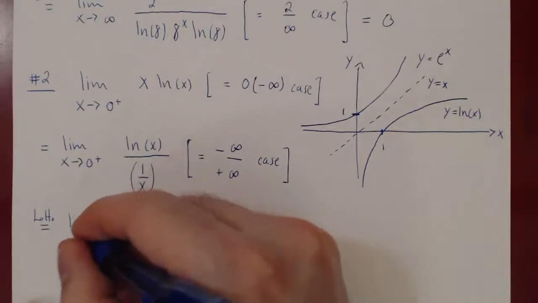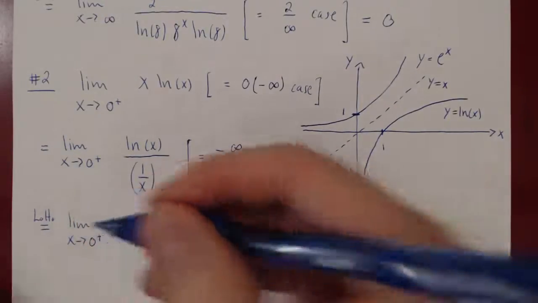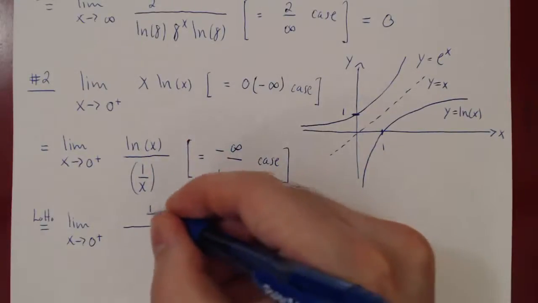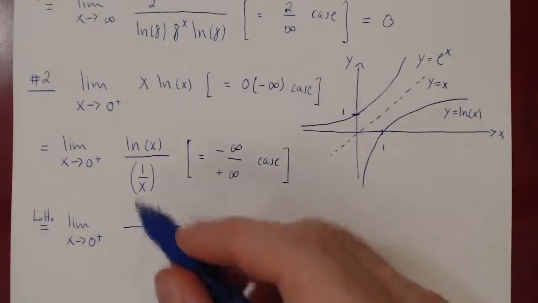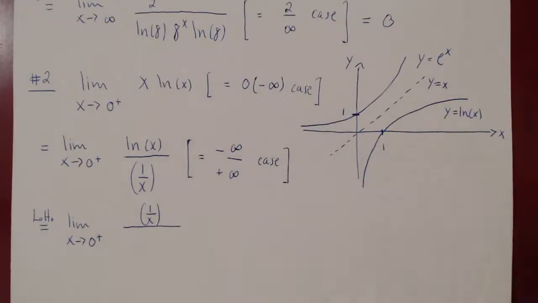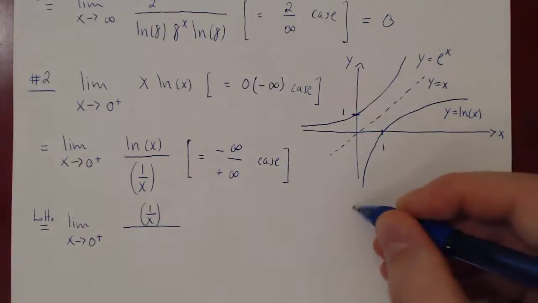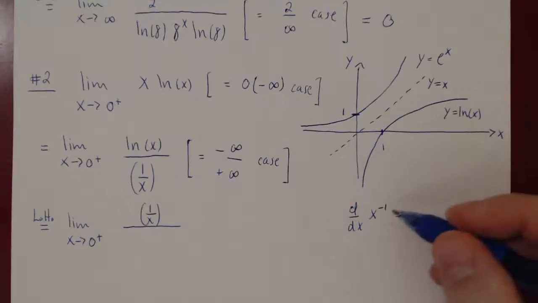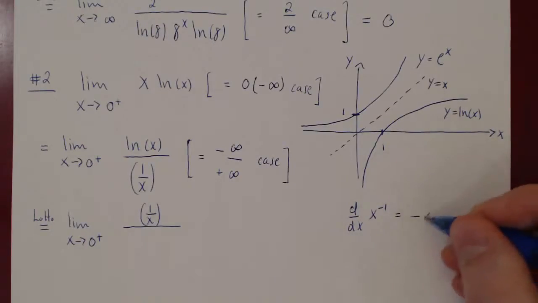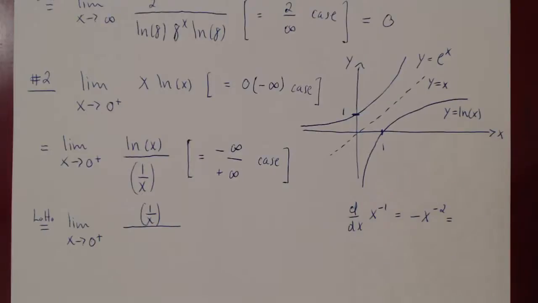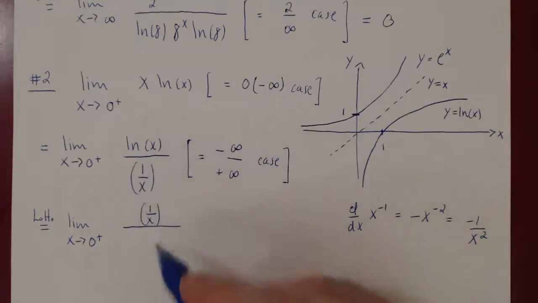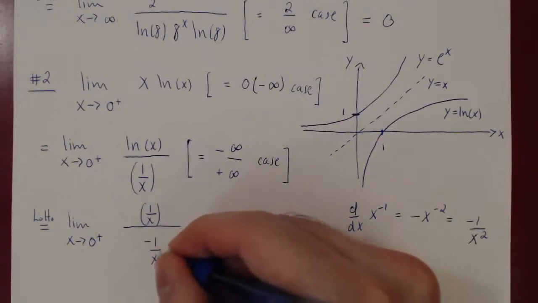We're still letting x approach 0 from the positive side. The derivative of ln of x is 1 over x. When you find the derivative of 1 over x, don't use the quotient rule. Remember that 1 over x is x to the negative 1, and use the power rule, which will give you negative x to the negative 2. If you want it as a fraction, that's just negative 1 over x squared, and that is the derivative of 1 over x. So we'll get negative 1 over x squared.